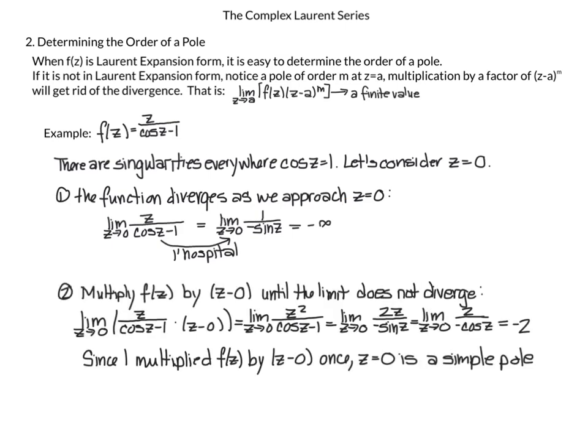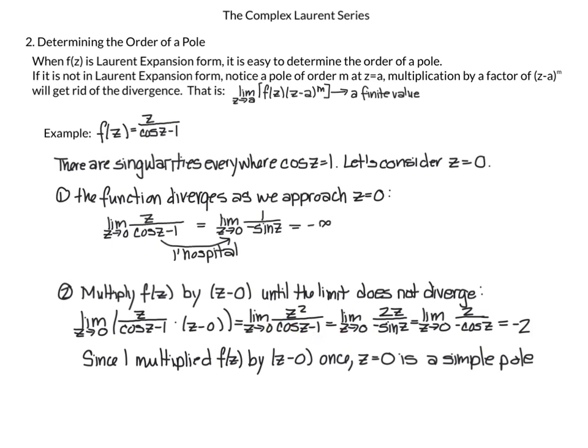To find the order of the pole, we're going to multiply our function by z minus 0. 0 here is where we have our singularity. So we're going to multiply by z minus 0 until the limit does not diverge. So here we have the limit as z approaches 0 of z over cosine z minus 1. We're going to multiply by z minus 0, and we're going to get z squared over cosine z minus 1, in the limit as z approaches 0.